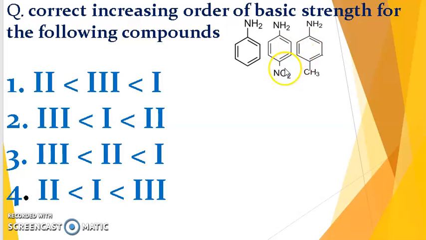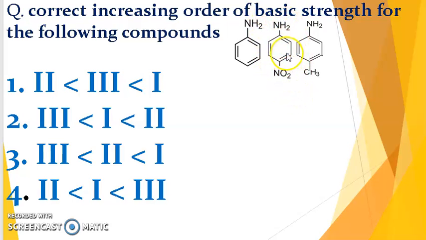It is a negative resonance effect expressed by the electron withdrawing group. Electron will be withdrawn from the other group and it will decrease the basic nature. What are the groups? NO2 and COOH, these are electron withdrawing groups. So here, if you see, these are withdrawing groups, no?